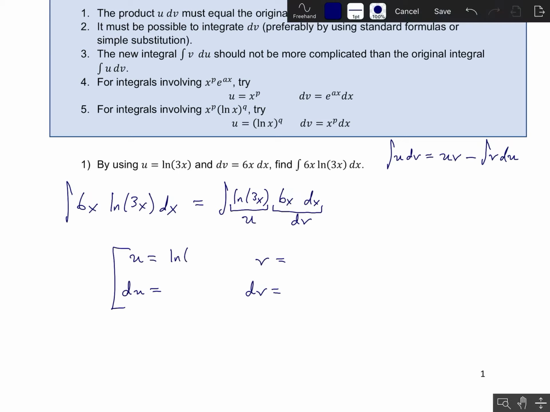So u was chosen. We know that u is equal to ln of 3x. And now du would be the derivative of this, or really I should say the differential of this with respect to x. So if you take the derivative of ln of 3x, you put the 3x down below and its derivative up top, so this would be a 3 over 3x, which simplifies to 1 over x. And really, it's okay to put the differential here, so that would be times a dx if you'd like.